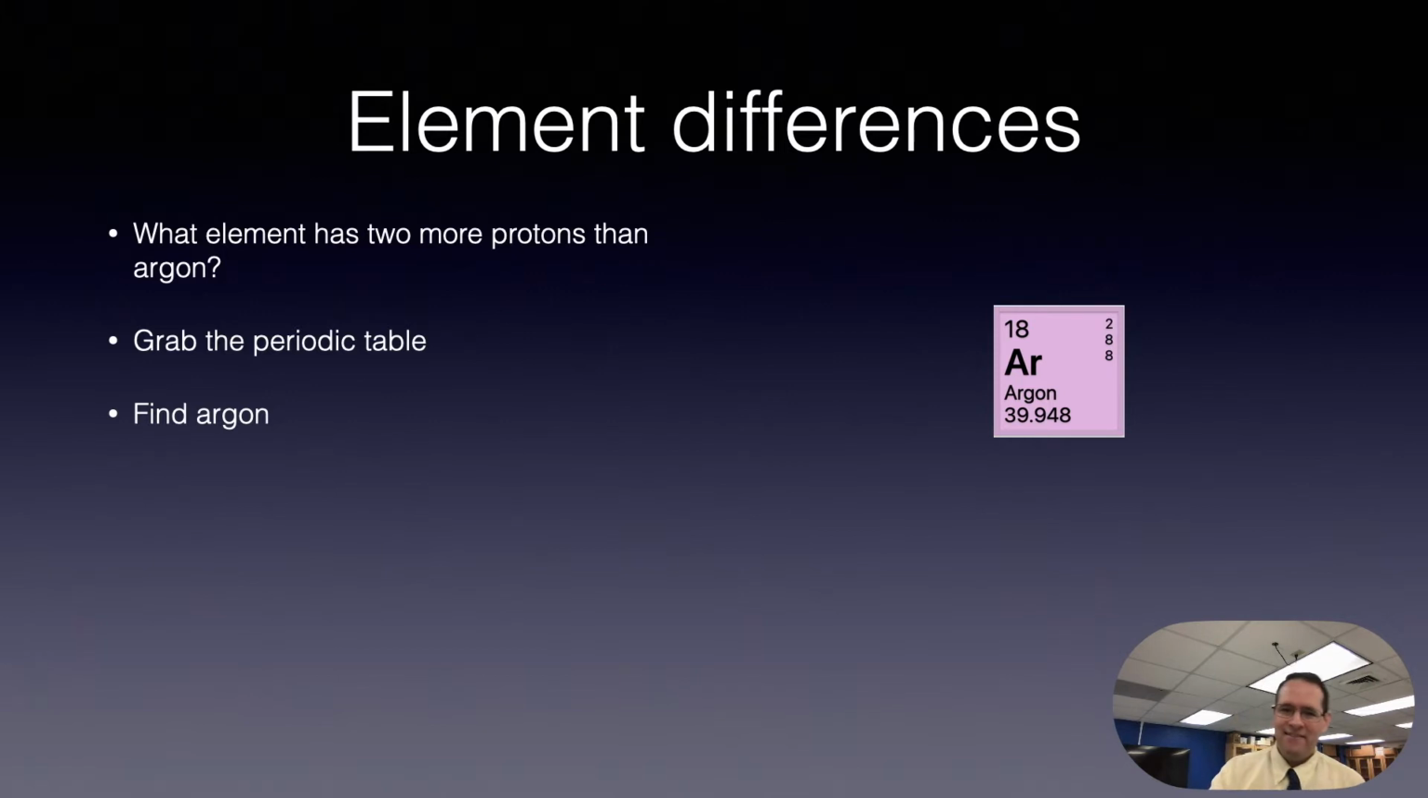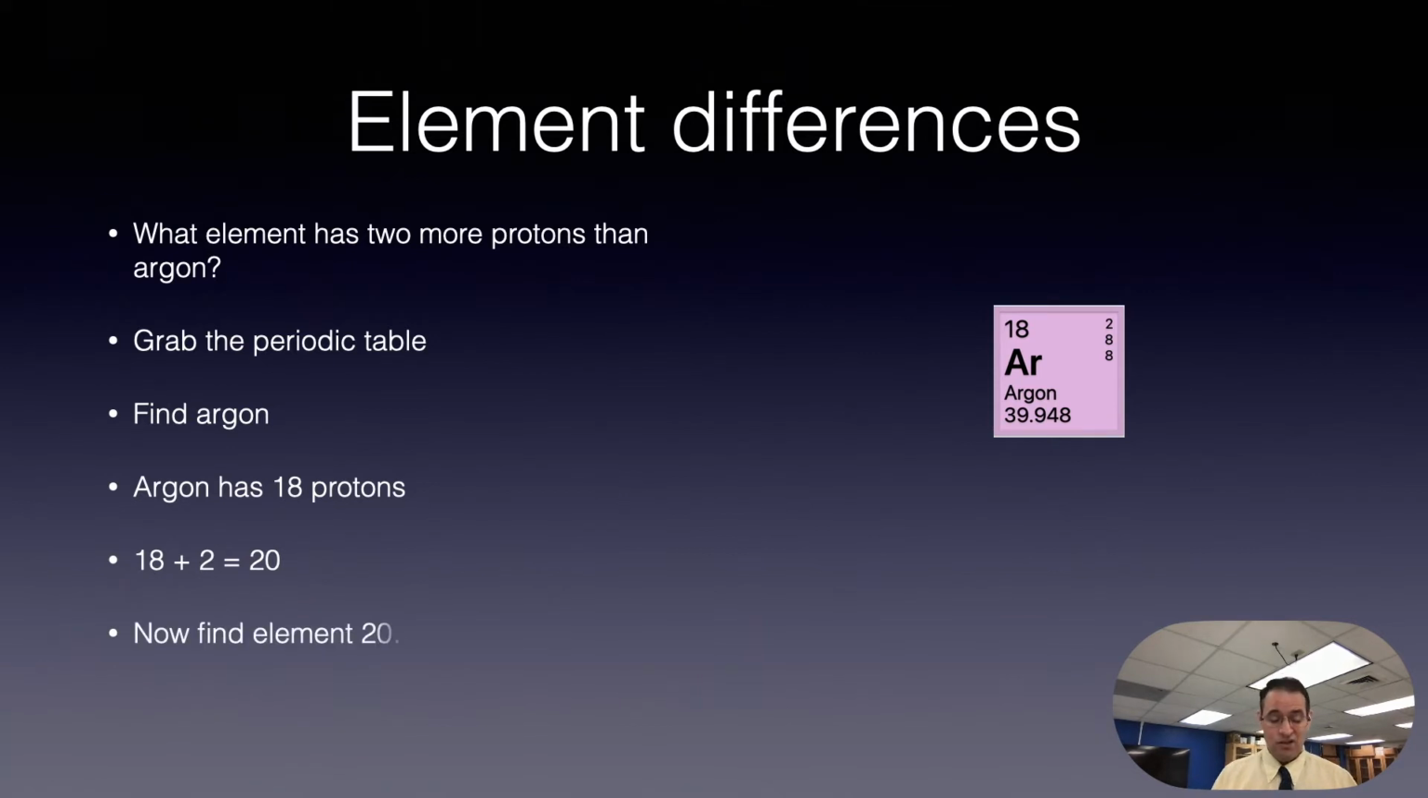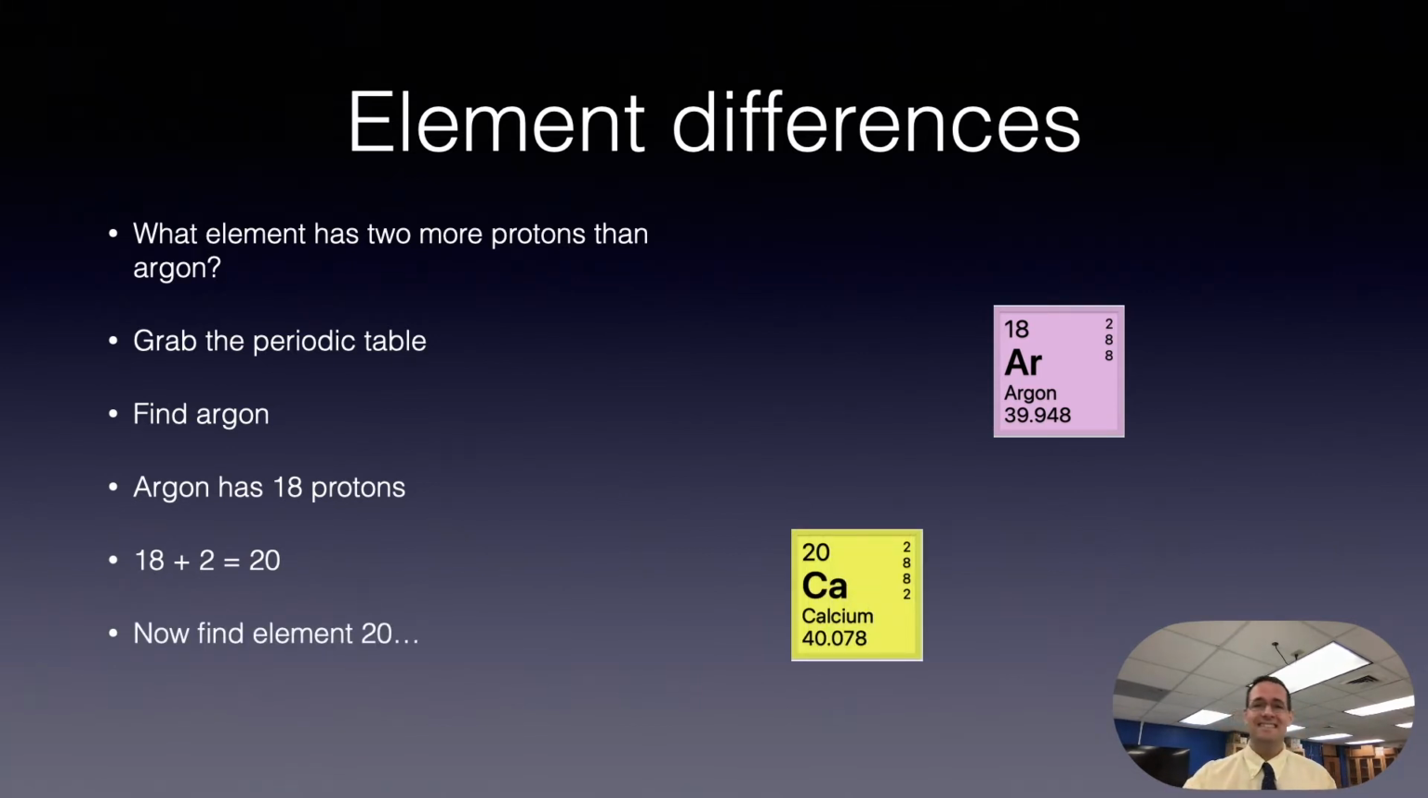Argon, I found it. It has 18 protons because we have that number 18 there, that whole number. That means argon has 18 protons. Now, we want to find an element that has 2 more protons than that. So add 2 to that, we get 20. Now, hunt around for element 20. I found it. It's calcium. So that's how you answer this riddle here.